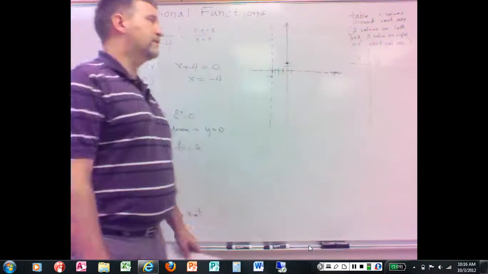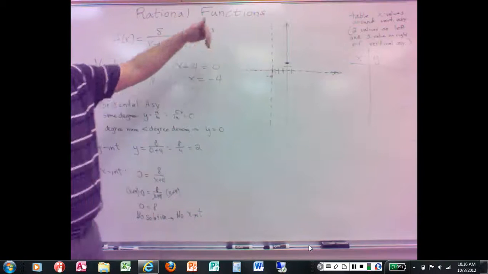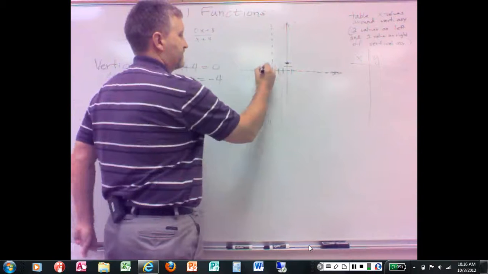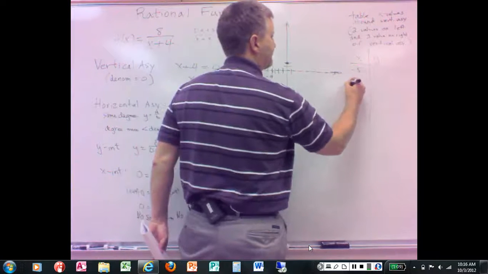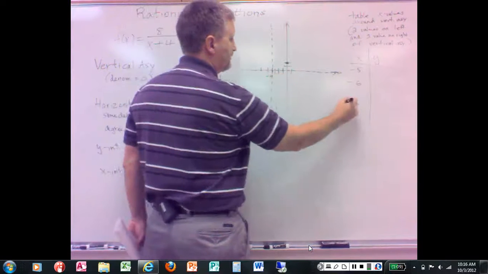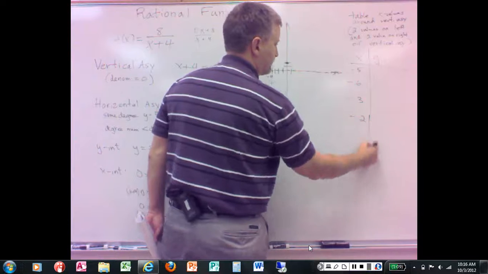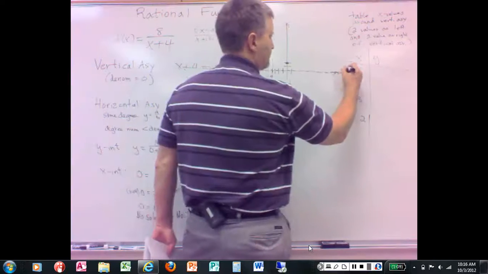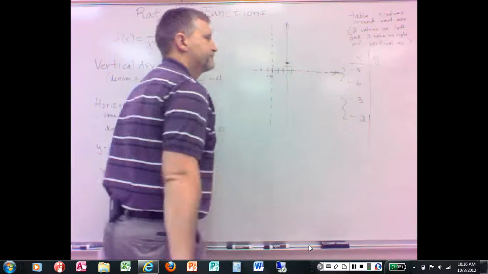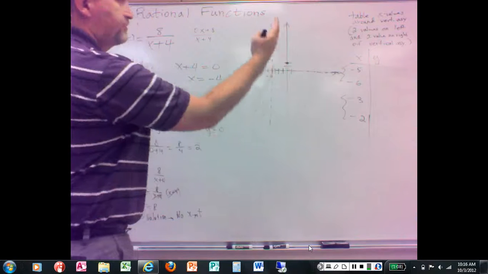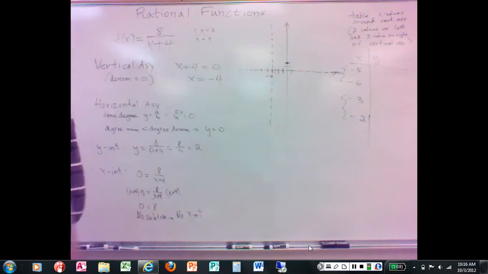All right, so what would be 2 x values on the left of the vertical asymptote? The vertical asymptote is here, -4, so how about -5 and -6? And then 2 values on the right, how about -3 and -2? Okay, so we're just plugging in those x values to get the y values.